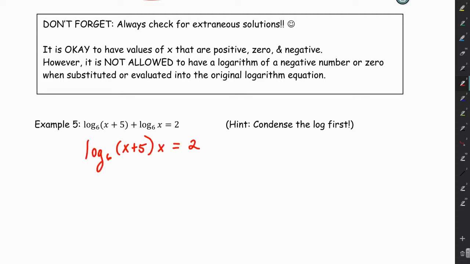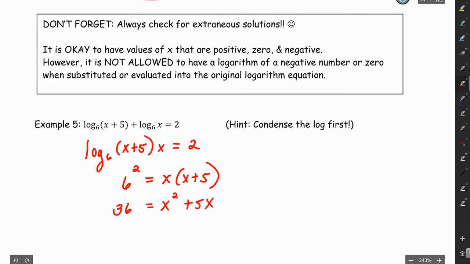So we're going to now put it into exponential form. This is the base, this is the exponent, this is the answer. 6 squared equals x times x plus 5. We have 36 equals x squared plus 5x. Move the 36 over. Factor. Solve for x.